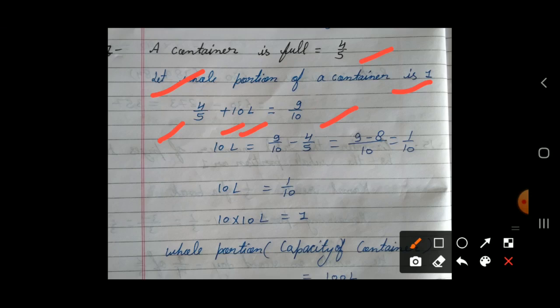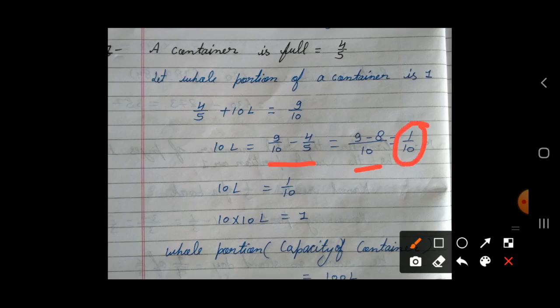Okay, now students, we will take the fractions together. We will shift this 4/5 to join the 9/10. Moving it to the right-hand side, it will come with a negative sign. Yes, on changing the side, the sign also changes. 9/10 minus 4/5. Now we will find the LCM of 10 and 5, that will be 10. In the numerator we are getting 9 minus 8, and 9 minus 8 is equal to 1/10.